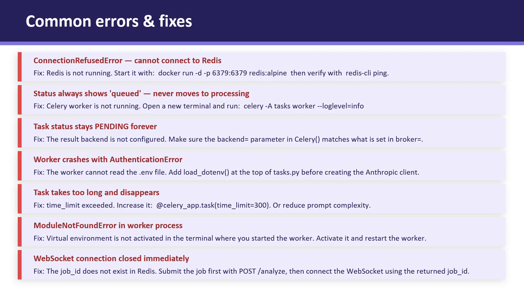If you get a module not found error in the worker, your virtual environment is not activated in the terminal where you started the worker. Activate it and restart. If a WebSocket connection closes immediately, the job identifier does not exist in Redis. You must submit the job first with the post endpoint and use the returned identifier.